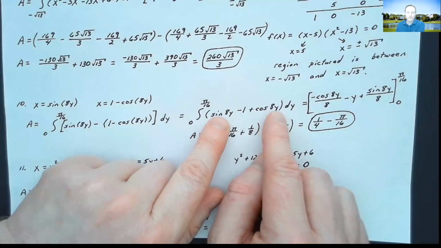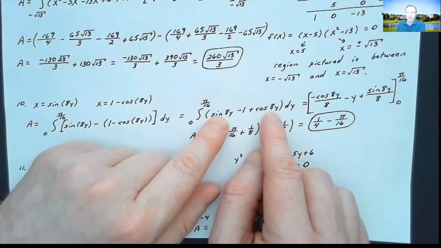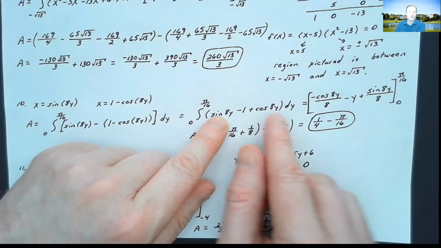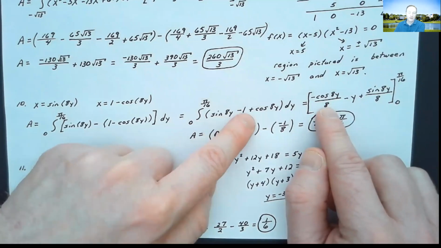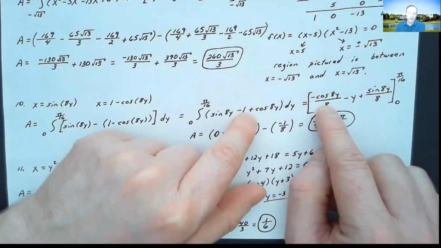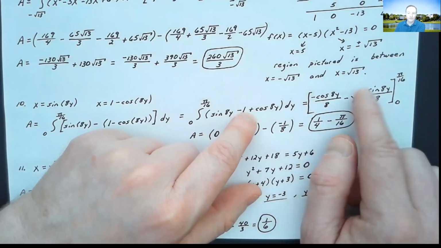Then I integrated. The integral of the sine of 8y, please be careful with that. You can say, well, I know that the integral of the sine is the negative cosine of 8y, but then you have to divide by the derivative of the angle, divided by 8. Second term is just power rule. The integral of minus 1y to the 0 is minus 1y to the first.